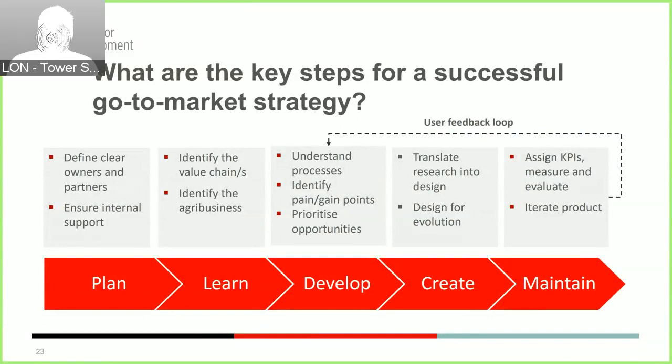This is the same framework, by the way, that we have been using for mAgri information services that we continue to use for digitization. Initially, in the plan phase, it is important to assure clear owners and partners, as well as internal support at the level of the agribusiness, but also the tech provider. Then if we move along this framework left to right, in the learn phase, particularly, it's important to perform a proper value chain assessment, as we mentioned before, and eventually identify the kind of agribusinesses who would be the clients and the users of last mile digital tools.